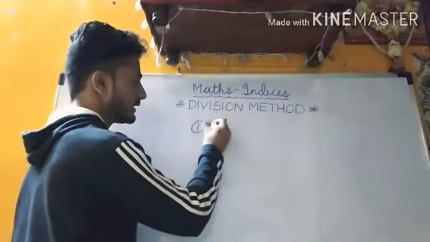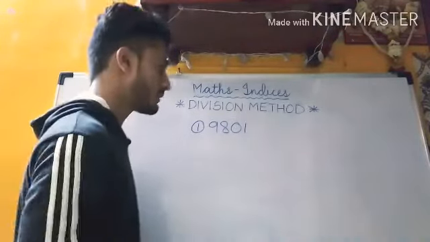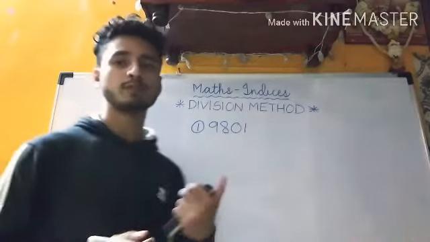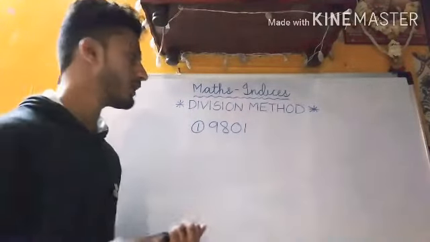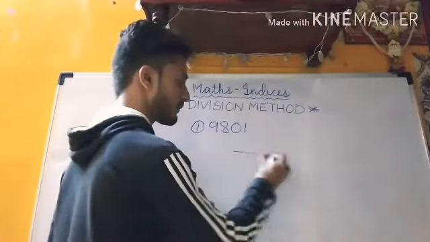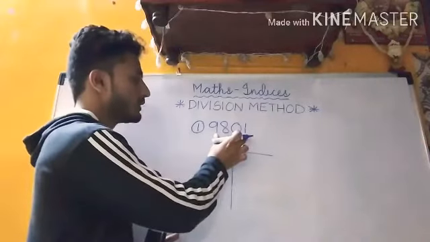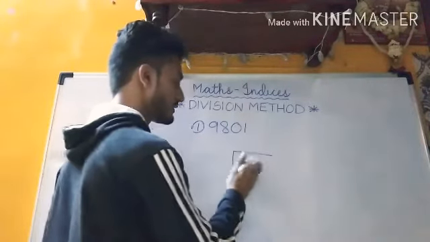The first example is 9801. Okay, so this is the example. So we have to make some arrangements. Now what to do? First we will make a vertical and a horizontal line, as I have shown. Okay, you'll make something like this, and then you will write the question below this line.